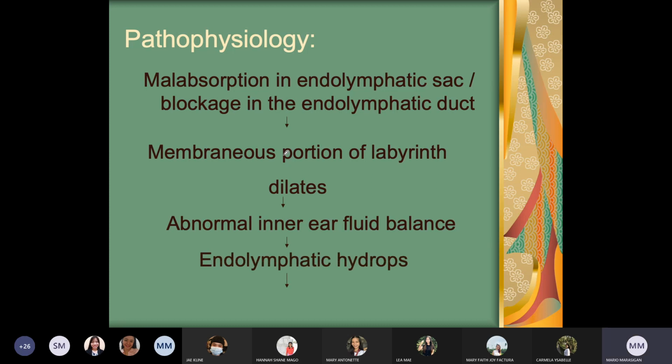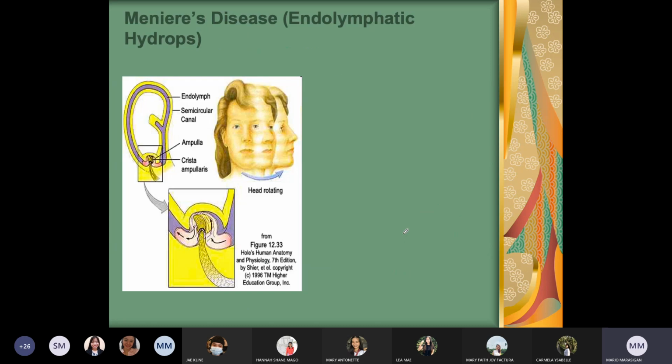Okay? So, endolymphatic hydrops might occur when the balance becomes altered. Dito, ma-experience na ng patient yung vertigo. Okay? Vertigo. And of course, your tinnitus or ringing of ears. Head rotating is your vertigo. Okay? Or sometimes it is described as severe dizziness.